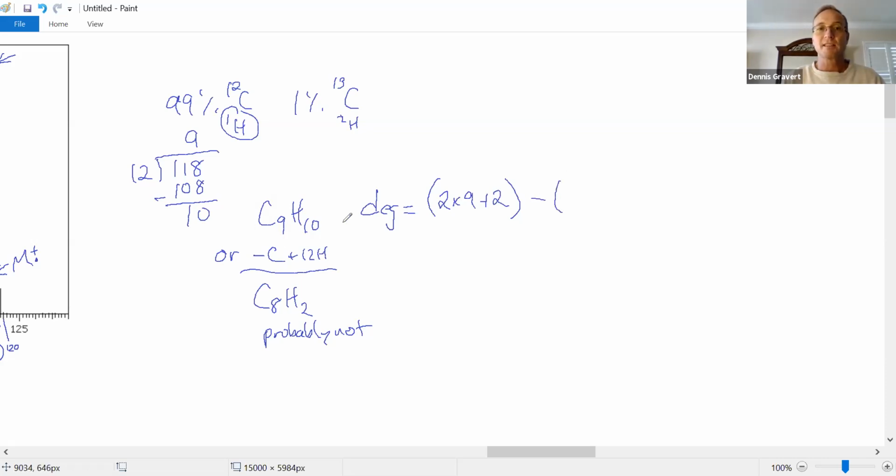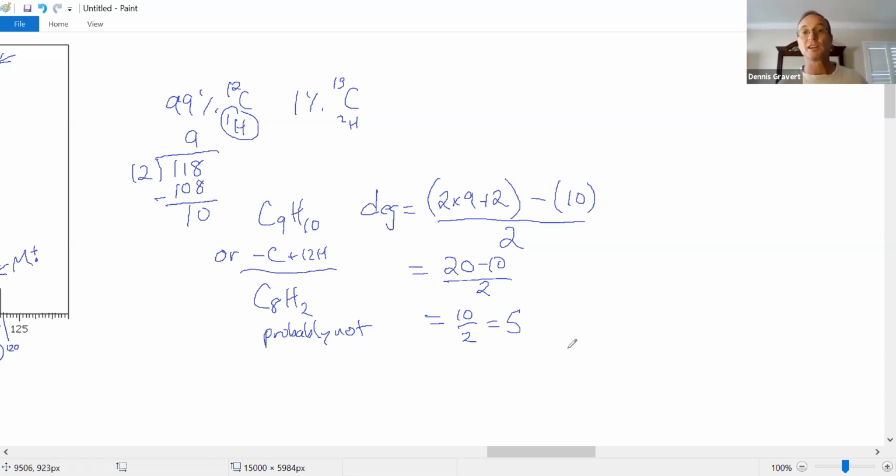And then we subtract the actual number, 10. And there's no other elements present, so that's our numerator for the equation. Divide the whole thing by 2. And then 2 times 9 is 18, plus 2 is 20, minus 10 over 2. Well, 20 minus 10 is 10, divided by 2. Hey, that's 5. 5 degrees.